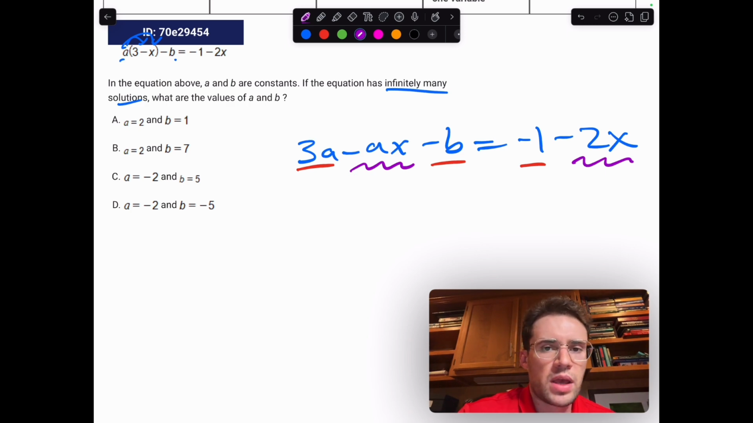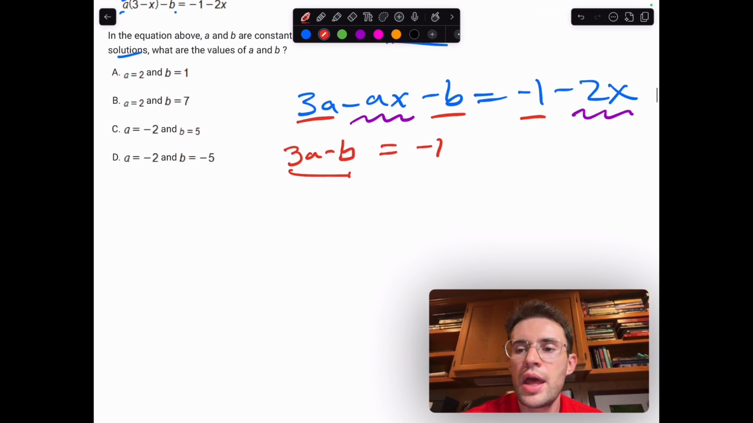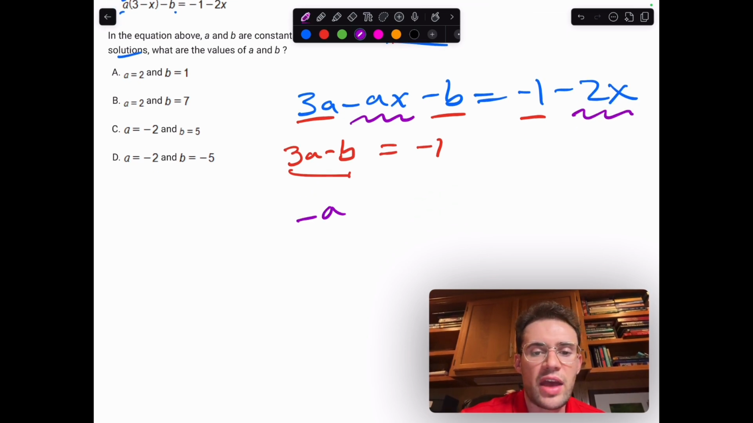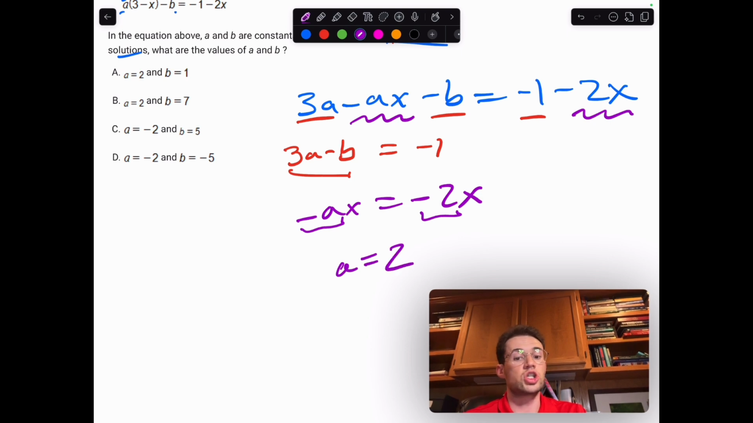So we have on the left side 3a minus b, on the right side negative 1. And we want infinitely many solutions, which means the same on the left and the right side. So 3a minus b equals negative 1. And then we also want the x term to be equal on the left and the right side. So negative ax equals negative 2x. Well, this is a little easier, because negative a would have to be equal to negative 2, which means that a is equal to 2.